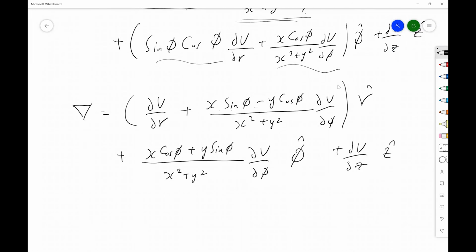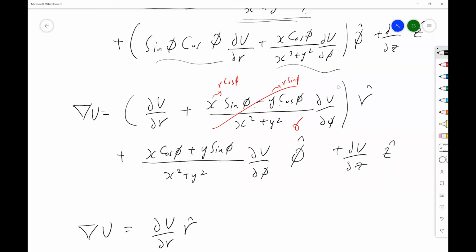This should equal 0, by the way. Why is this equal 0? Well, x is r cosine phi. So this whole thing is r cosine phi sine phi. Y is r sine phi. So this is r cosine phi sine phi minus r sine phi cosine phi. 0. So this whole thing is equal 0. Okay. So nabla u is du over dr r hat.